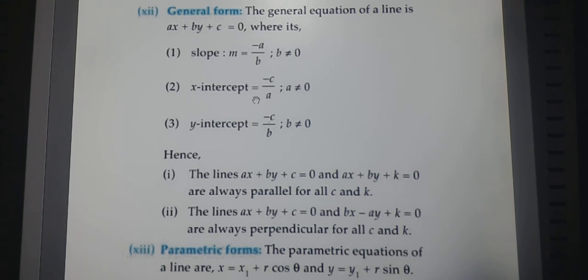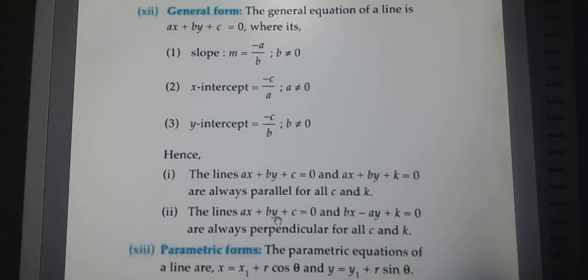Then x-intercept is minus c by a, y-intercept is minus c by b. Hence, lines ax plus by plus c equals to 0 and ax plus by plus k equals to 0 are always parallel for all c and k. If you observe these two equations, the terms of x and y and its coefficients are same, only the constant is different, then that line must be parallel.